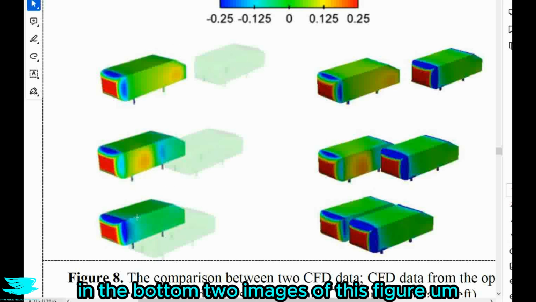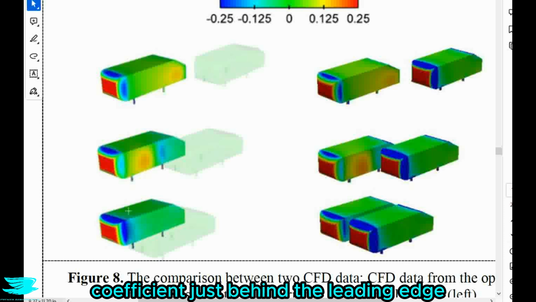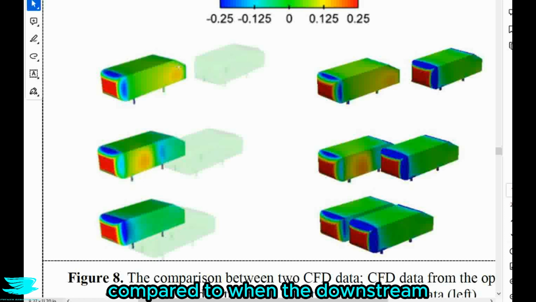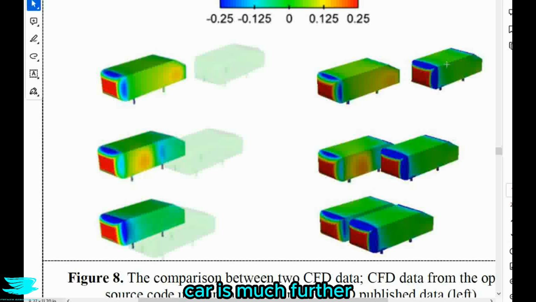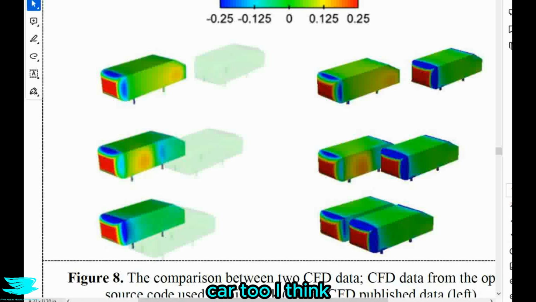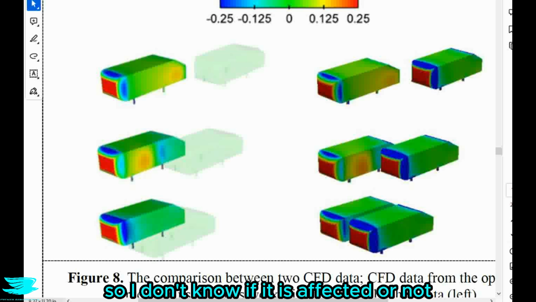And interestingly, in the bottom two images of this figure, as the downstream car pulls up to the upstream car, it experiences a massive drop in the pressure coefficient just behind the leading edge. So this blue region here is a massive reduction compared to when the downstream car is much further downstream. That would probably affect the lift of this upstream car too, I think. I mean, I can't see the underbody, so I don't know if it is affected or not.